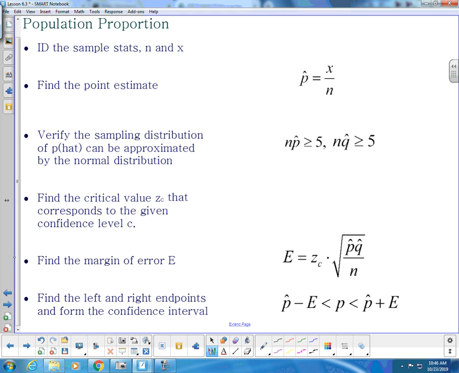Find the critical value z. So if I said 95%, what did we say 95% related to on the z-score? 1.96 or something like that? Remember that?